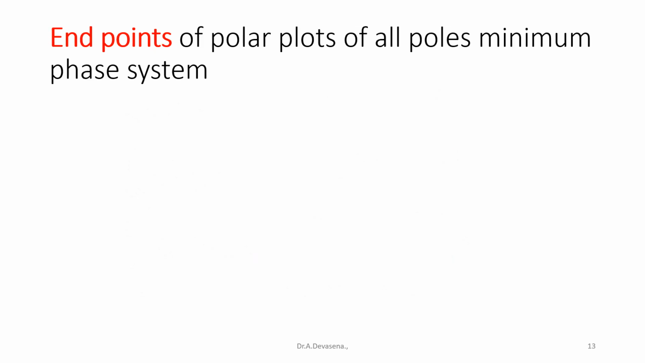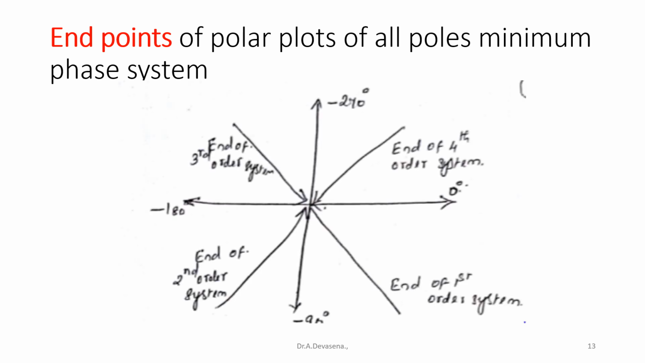Endpoints of polar plots of all poles minimum phase system. We know that the endpoint of the polar plot is determined with the help of the order of a system. Here is a representation. The endpoint of the first order system is at minus 90 degree. Similarly, the endpoint of the second order system is at minus 180 degree. The endpoint of the third order system is at minus 270 degree, and the endpoint of the fourth order system is at minus 360 degree.